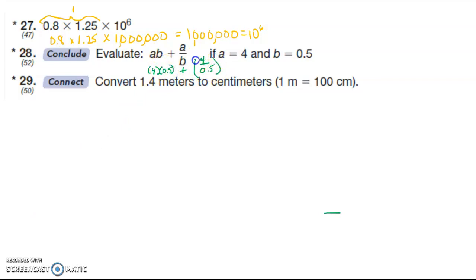4 divided by 0.5. So then if I PEMDAS this, I'm going to have to do the multiplication first. So 4 times 0.5 is 2. This is kind of coming straight down here. Plus 4 divided by 0.5 is 8. So I get 10 for the whole thing. Okay, I'm going to go ahead and erase this so we can see 29.